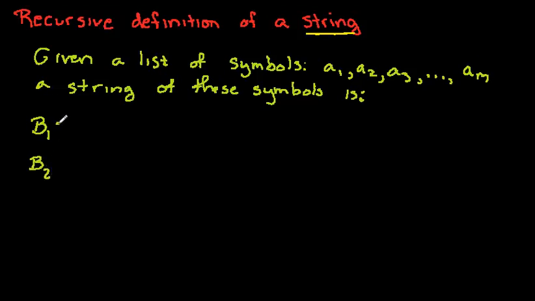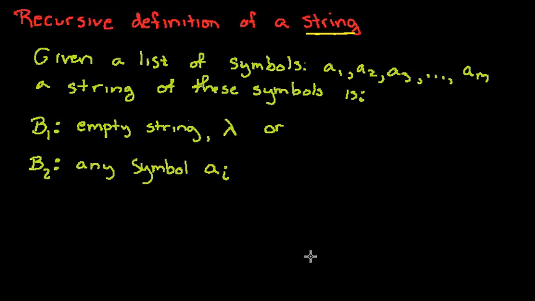And so one option for the base case is that we're talking about the empty string. So we could begin with an empty string, and we'll denote the empty string with a lambda symbol. So empty string, which is denoted lambda. Or another base case, any symbol A sub I.